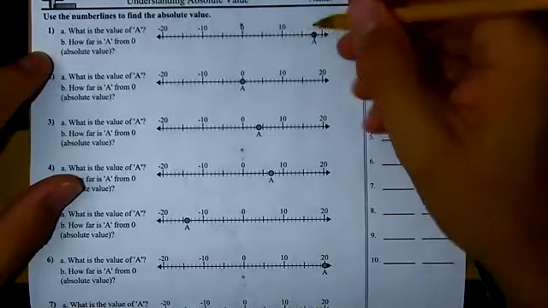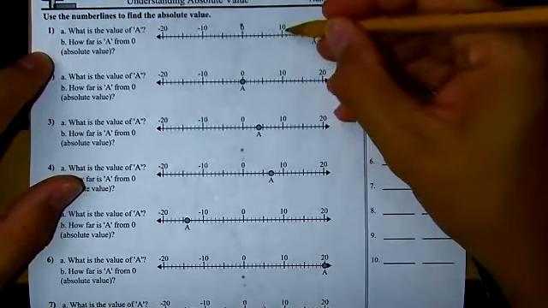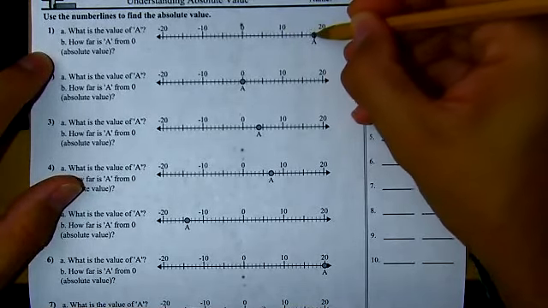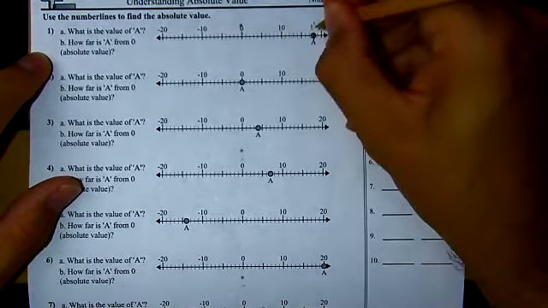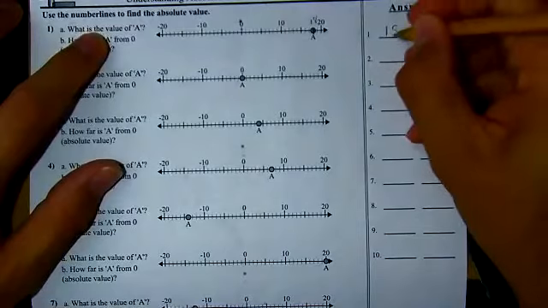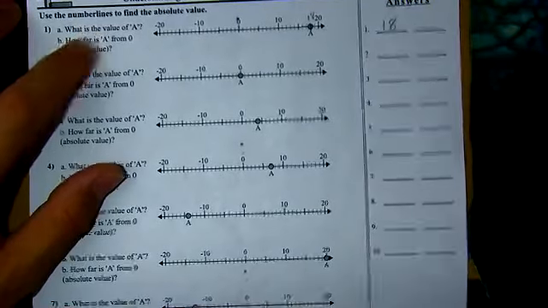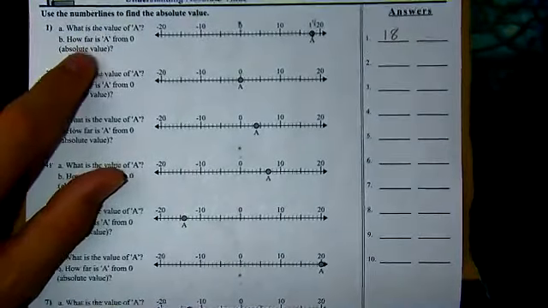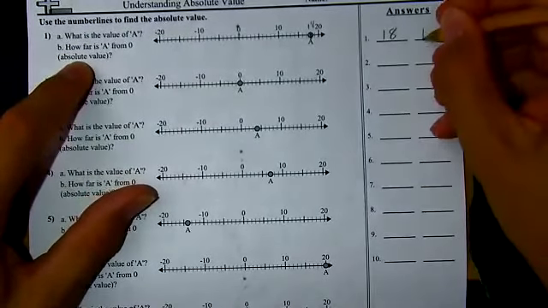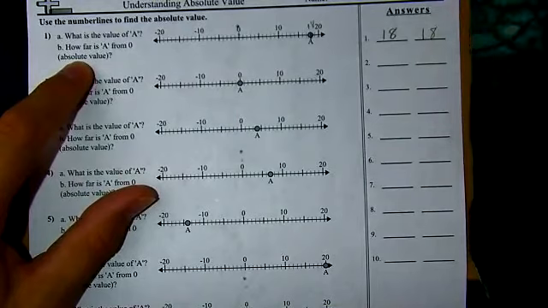So now I can actually solve. So you've got 10, 11, 12, 13, 14, 15, 16, 17, 18. So that is actually an 18. All right, so it says, what is the value of A? It's 18. How far is A from 0? And what they're trying to get used to is absolute value. So that would be 18.